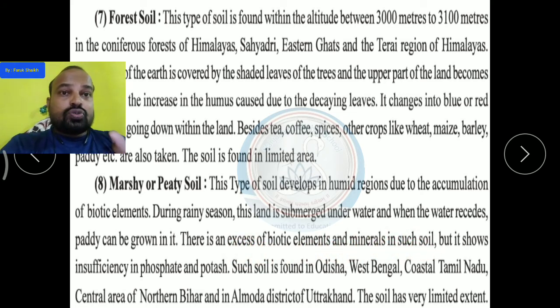Okay, in this type of soil, the biotic elements and the minerals are more available, but it shows insufficiency of phosphate and potash. Such soil is found in Odisha, West Bengal, coastal Tamil Nadu, the central area of northern Bihar, and Almora district of Uttarakhand. This soil has a very limited extent and is not spread over many regions of India. Okay, so this soil is also very important for the growth of paddy.